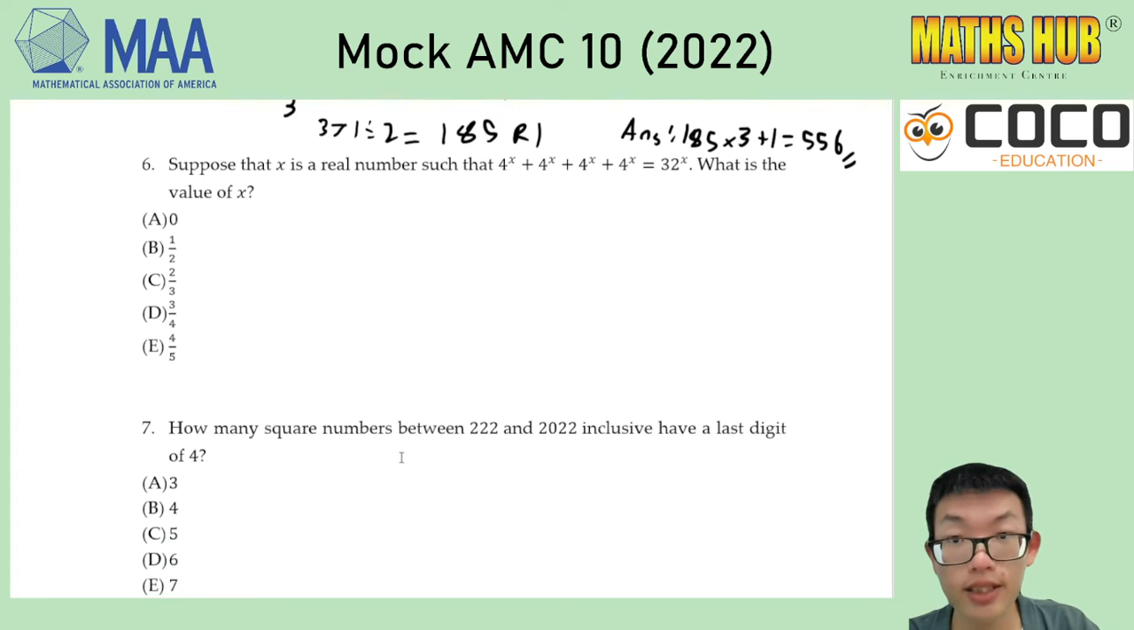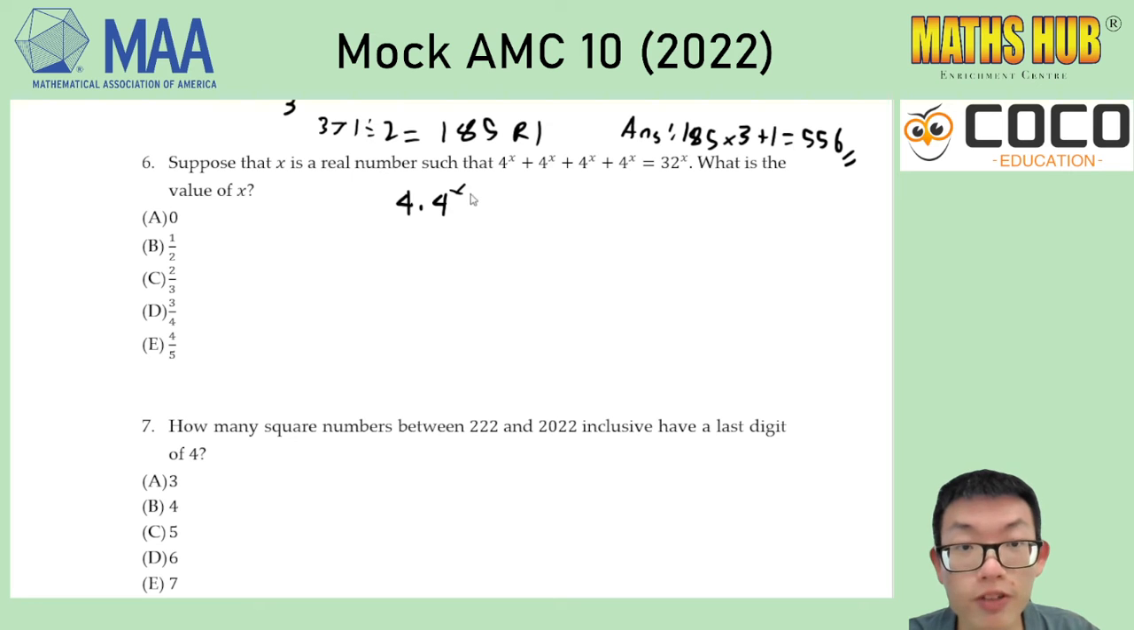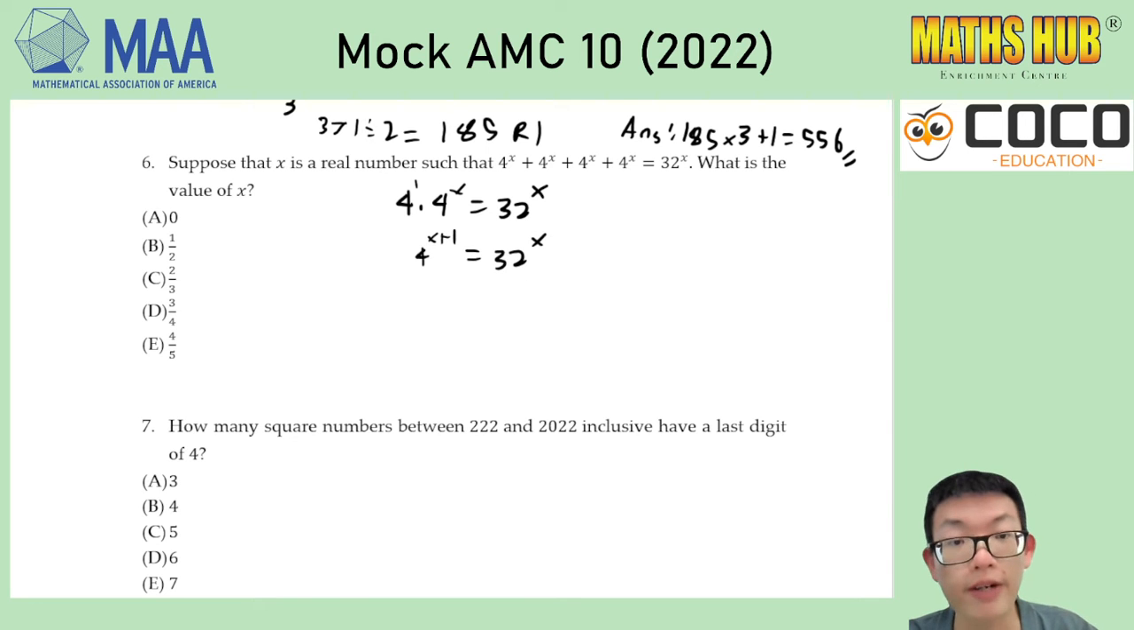Question 6. Suppose that x is a real number such that 4 to the x plus 4 to the x plus 4 to the x plus 4 to the x equals 32 to the power of x. What is the value of x? We have got 4 copies of 4 to the x, and that means that I can write it as 4 times 4 to the x, and then bring that in. This is 4 to the 1, so 4 to the x plus 1 is 32 to the power of x.